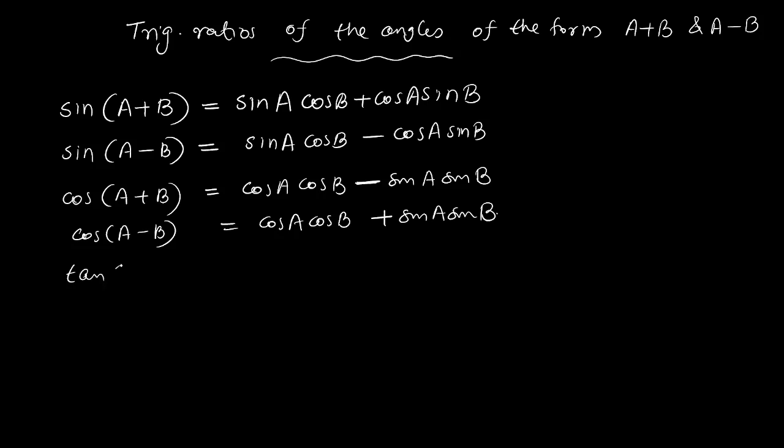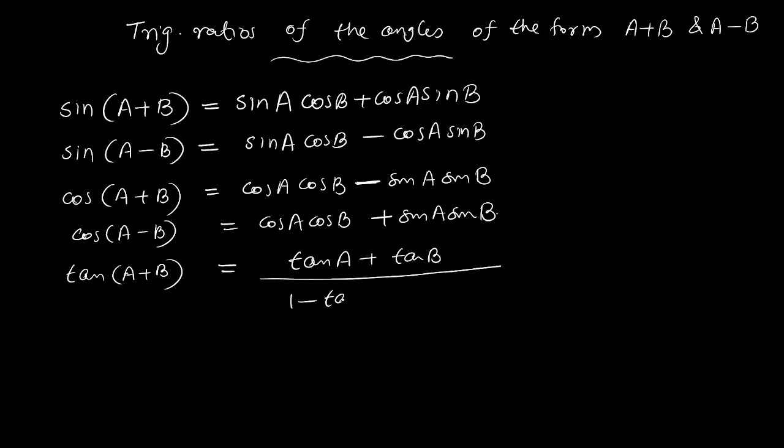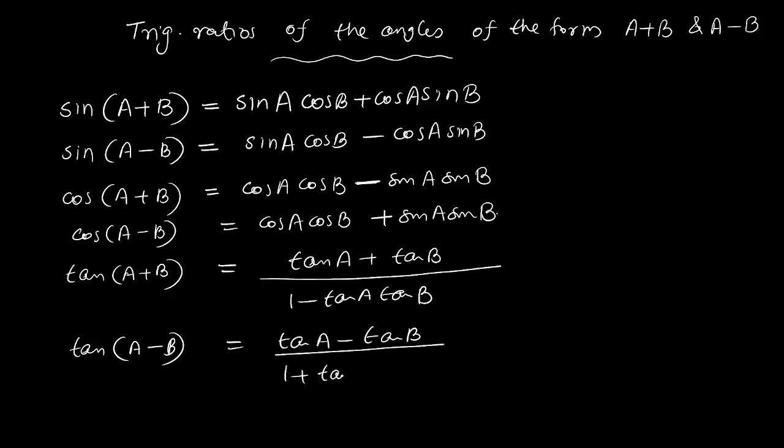Tan A plus B equals tan A plus tan B, all divided by 1 minus tan A tan B. Derivation we don't need, okay? Tan A minus B is tan A minus tan B divided by 1 plus tan A tan B.